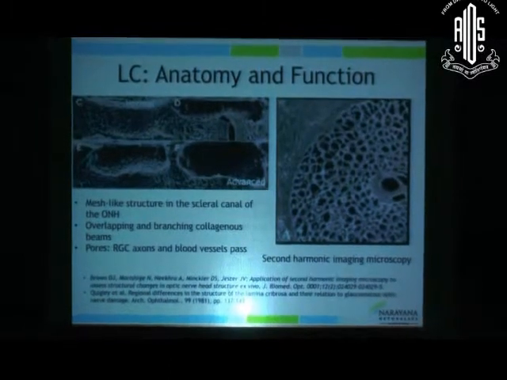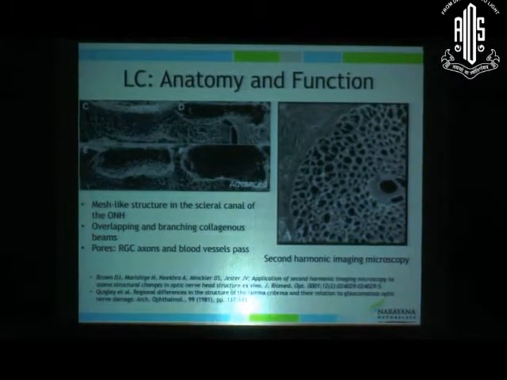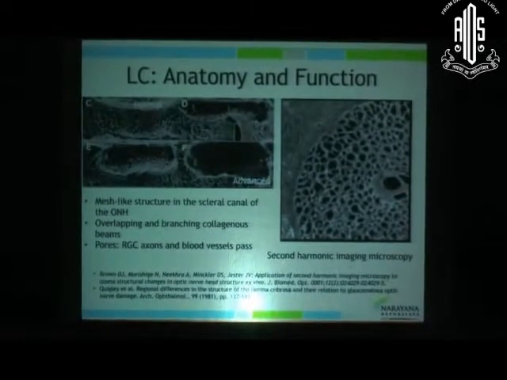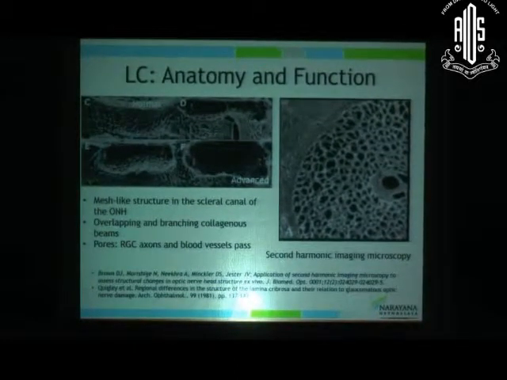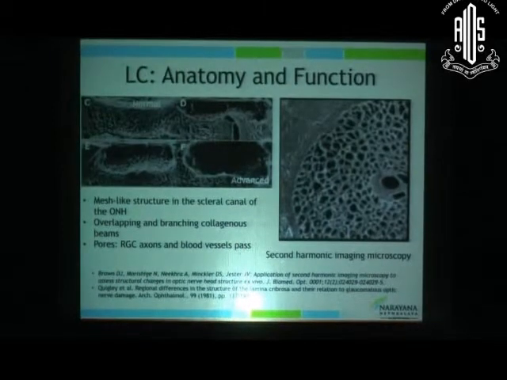Now, we all know that the lamina cribrosa is a mesh-like structure present within the scleral canal of the optic nerve head, and the multiple pores that you see in it are actually areas through which the axons as well as the blood vessels pass into the optic nerve. And the collagenous beams and the pores seem to disintegrate, as you can see in some of these images, from the time it is normal to the time it gets damaged, and that's where you actually see the excavation.